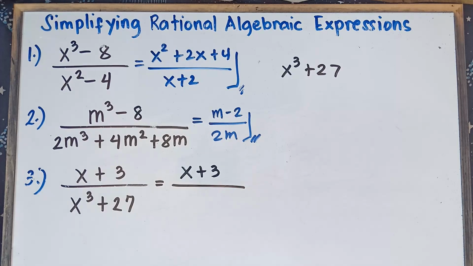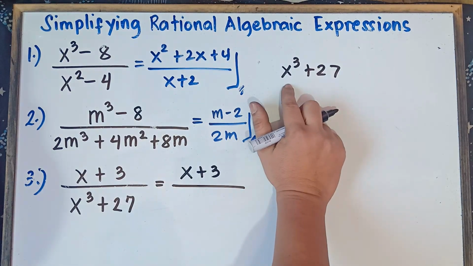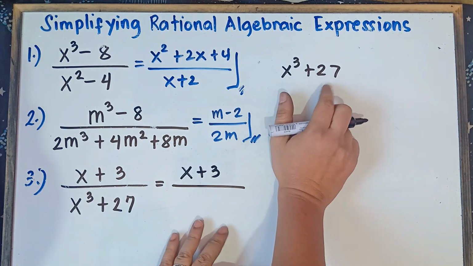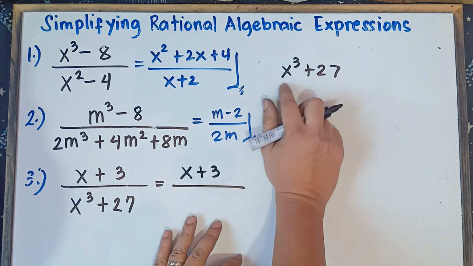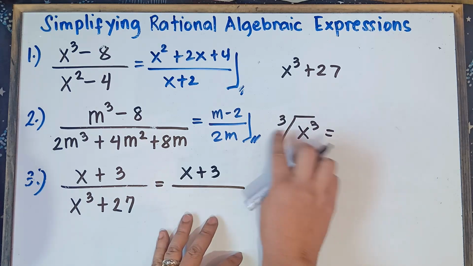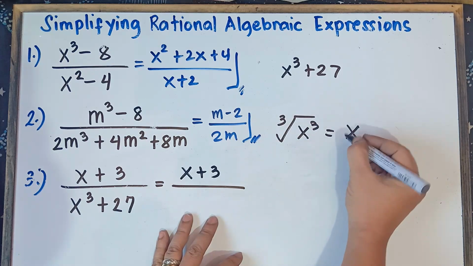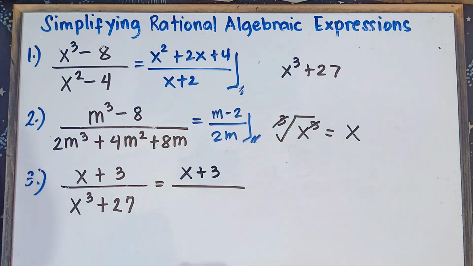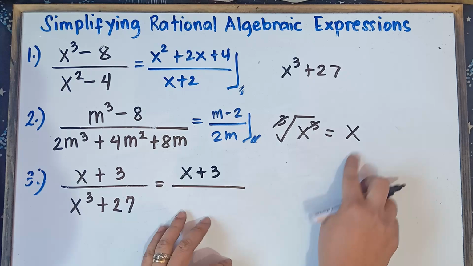Alright, so once again, class, our first term is a perfect cube, and then our second term is a perfect cube. So first step, to get the factors, simply get the cube root of the first term. The cube root of x cubed, that would be equal to x. So the cube root of x cubed, that would be equal to x.